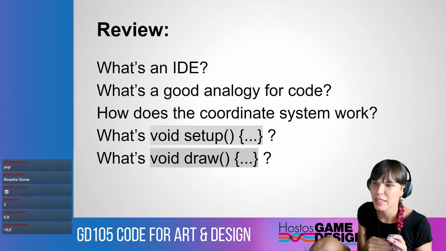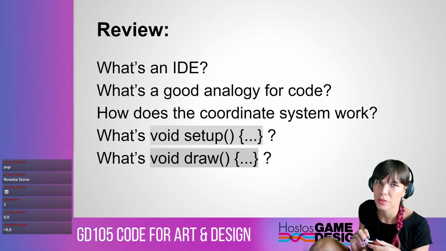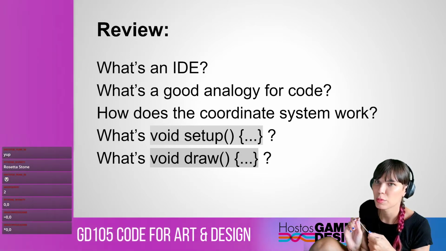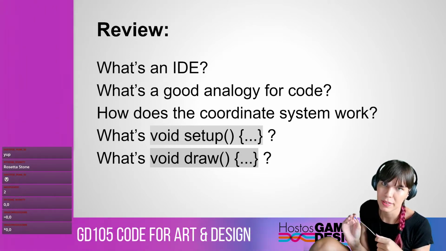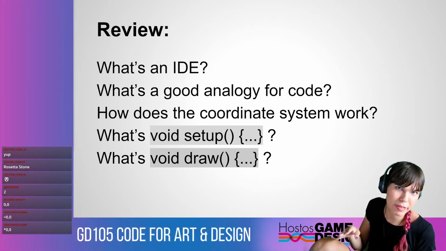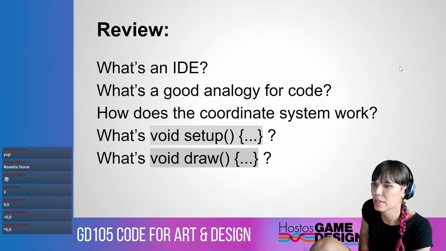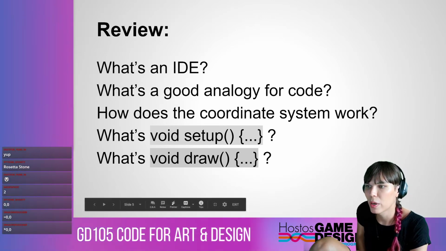As you move out along the x-axis, the value increases. And as you move down on the y-axis, the value increases. So 0, 0 is top left, and basically, the further you get away from top left, the higher the numbers go on both the x and the y.